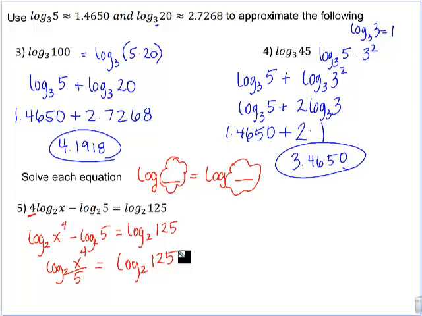So now that we have it as one logarithm written on both sides, we can make an equation. So here we just make an equation then of the stuff on the inside. So the stuff on the inside here is x to the 4th over 5 is equal to 125. And then how would we solve this? Okay, so times by 5. So x to the 4th is equal to 625.